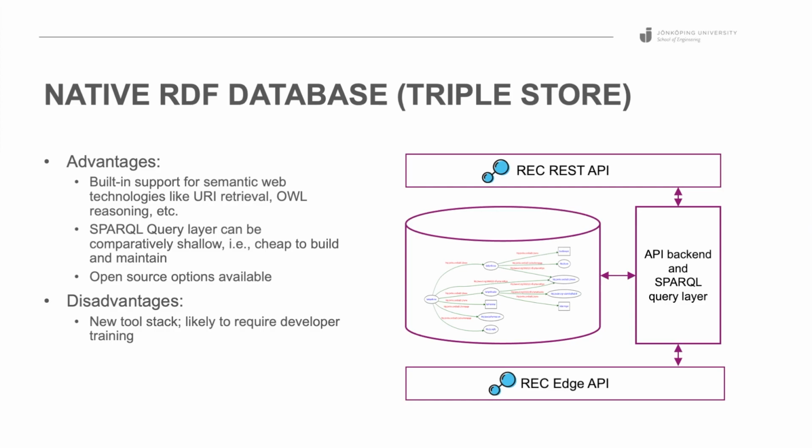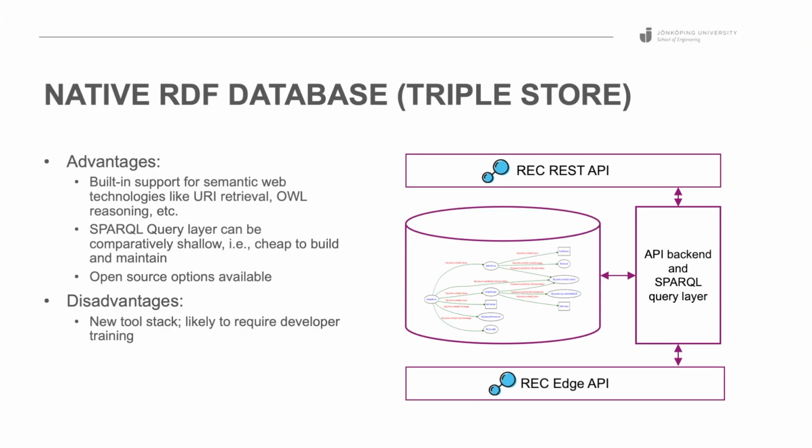Now, an advantage to this approach is that if you're using a native RDF database or triple store, you have features built in that can be quite powerful, such as automatic retrieval of these URIs if they are distributed across the web. So you can actually fetch content automatically from other systems on the web, without having to build that engine yourself. And you have things like OWL reasoning in case you want to do logic reasoning across your graph. You can do that with the features built into many of these triple stores.